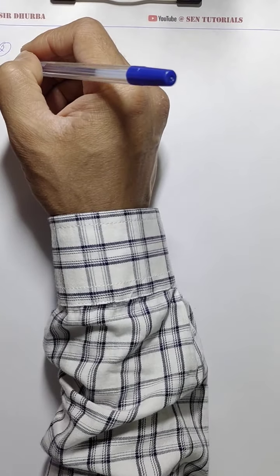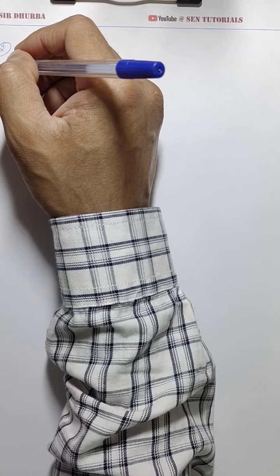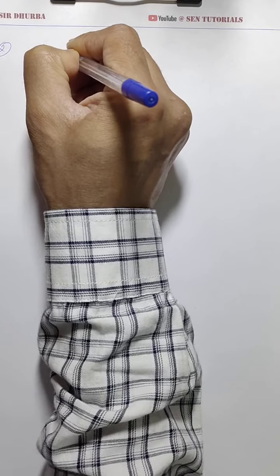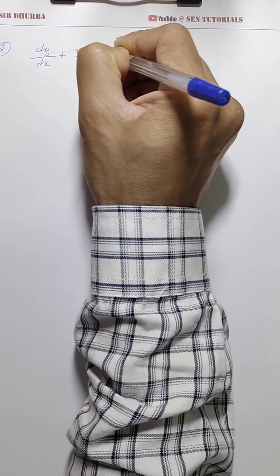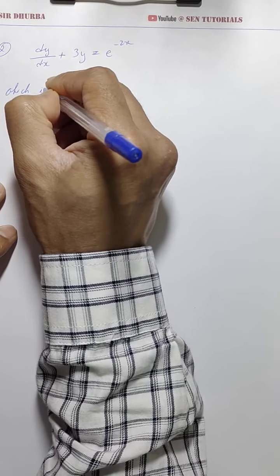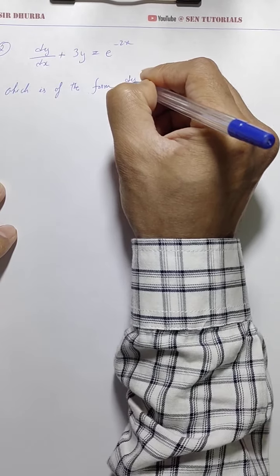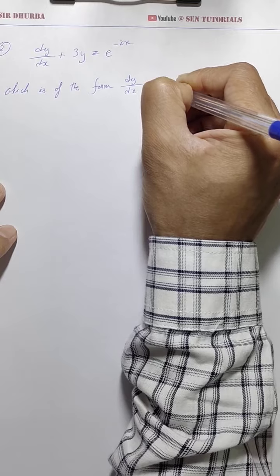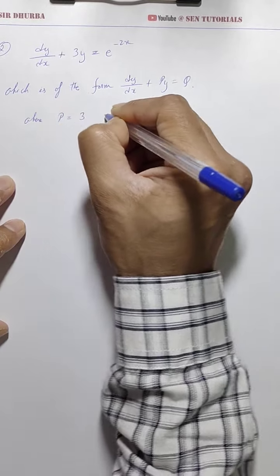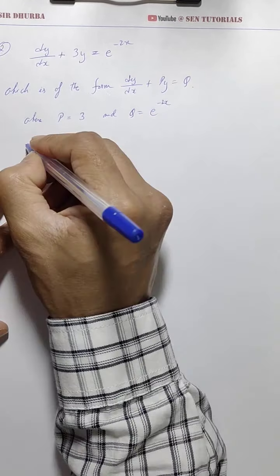Number 2. What is our question number 2? dy by dx plus 3y is equal to e power minus 2x. So again, which is of the form dy by dx plus py is equal to q, where p is equal to 3 and q equal to e power minus 2x. This will be much easier, I believe.